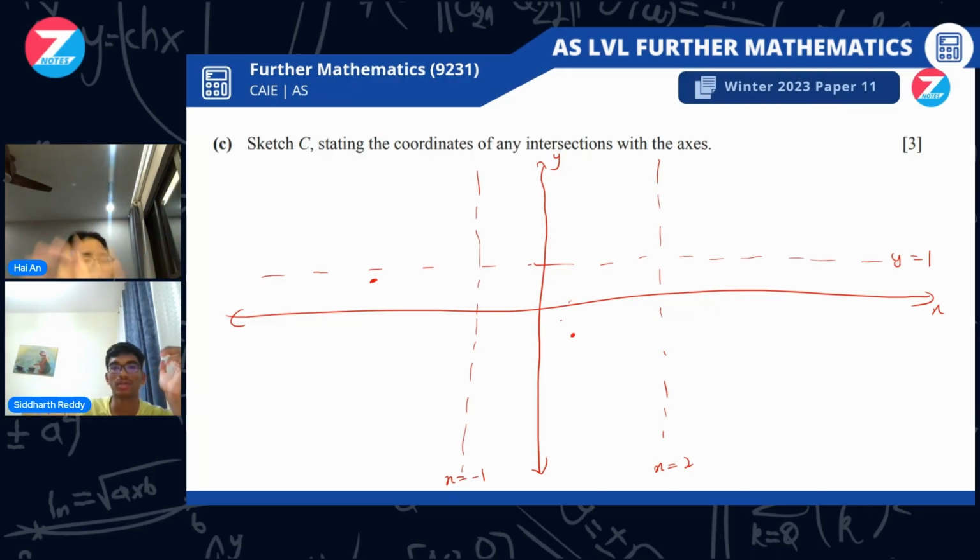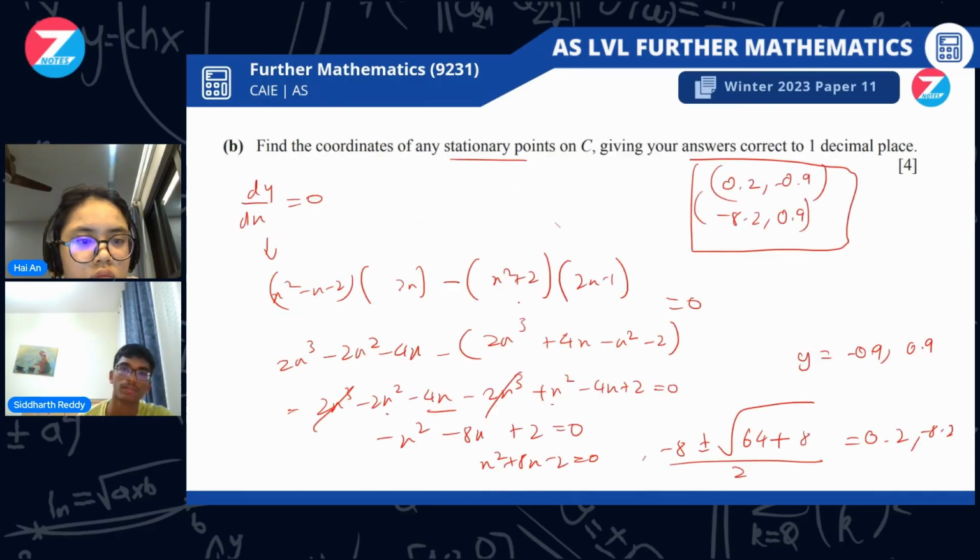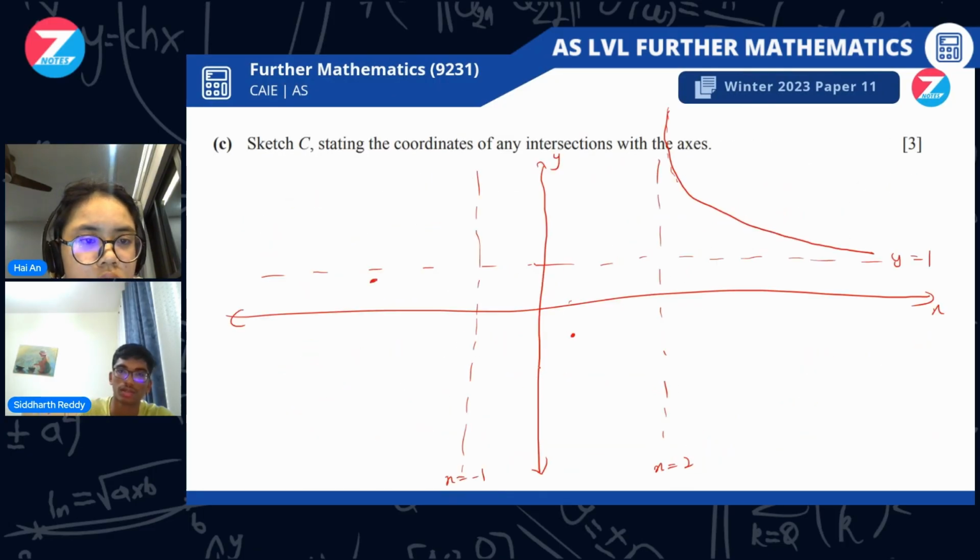Just looking, you should have the intuition to tell that this is the shape of the graph here. Let's also find the intersection with the y-axis by plugging in x is equal to 0. So we have 2 divided by minus 2, which is minus 1. So it's going to be something like this.